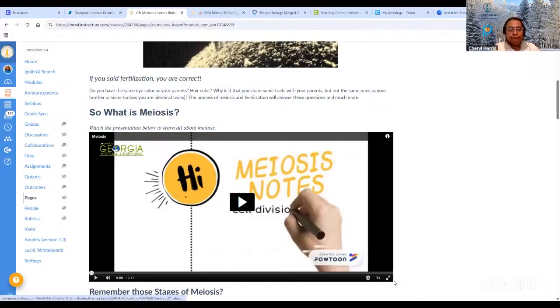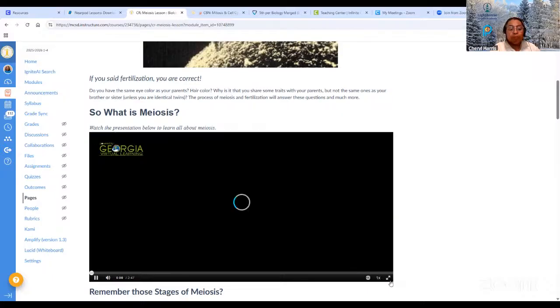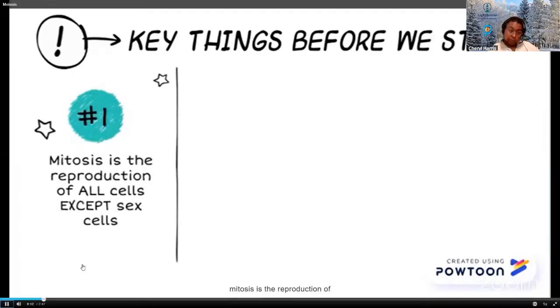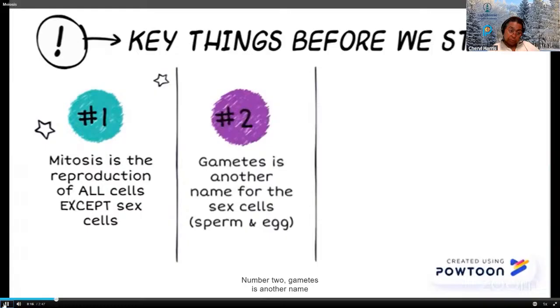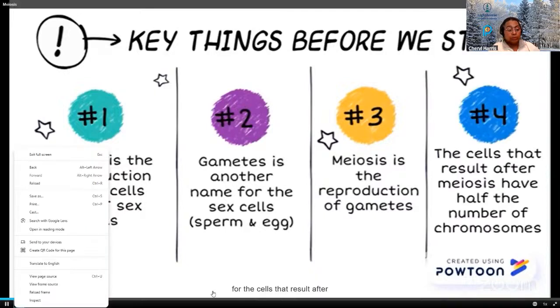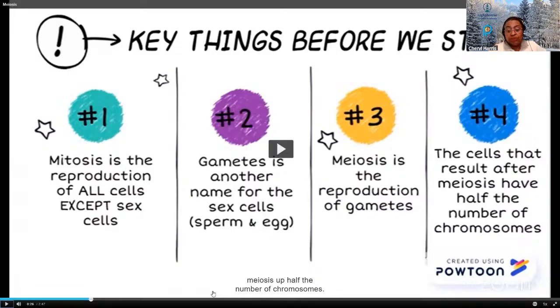Meiosis notes. Cell division of the sex cells, sperm and egg. Before we start, number 1, mitosis is the reproduction of all cells except sex cells. Number 2, gametes is another name for sex cells. Number 3, meiosis is the reproduction of those gametes. And number 4, the cells that result after meiosis. This part is important because you need to know the difference between mitosis and meiosis.